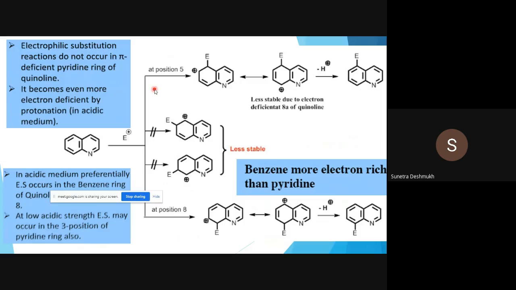Substitution in case of quinoline. Okay, so that one is a really important thing, electrophilic substitution in case of quinoline. So here I have given quinoline on electrophilic substitution. Now we have different sites for the electrophilic substitution, but before some time we have seen that the pyridinyl ring is electron deficient and the benzenoid ring is electron rich, as we have seen in our second or third slide.